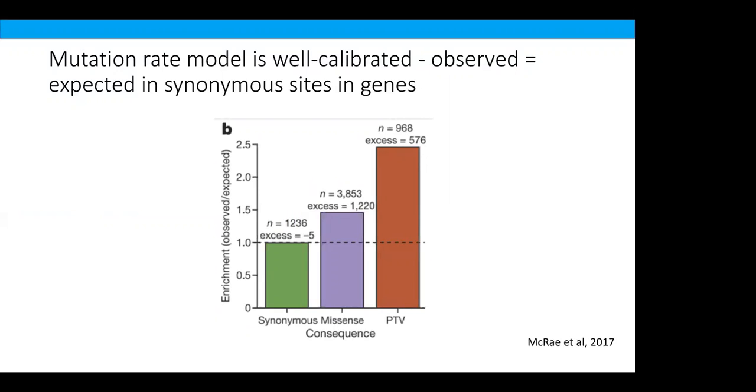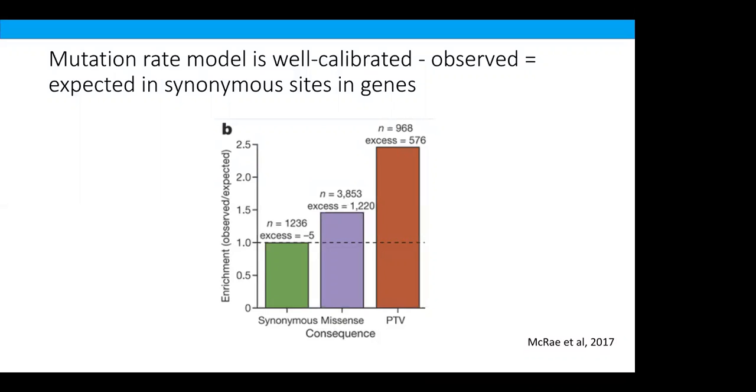I'll give you an example from one of my coworkers' recent publications of how this model performs in practice. It's very well calibrated. If we look at synonymous changes in genes, the number that we observe in about 4,000 families is very close to the number that we'd expect under the model. But in classes of damaging variation like missense mutations or protein truncating variants, we see a large enrichment. This is reflecting the fact that some proportion of these mutations are causing or contributing to the disorders that the patients have.